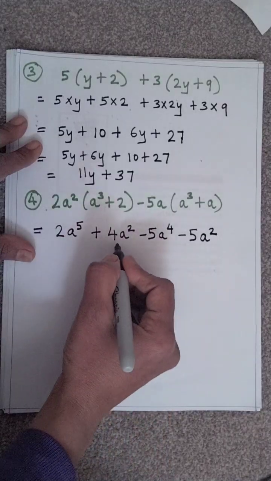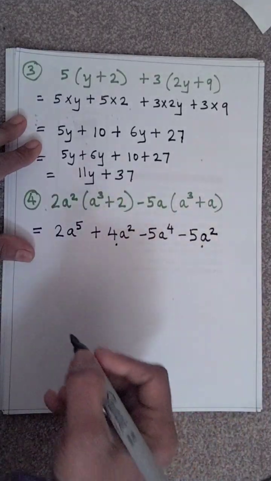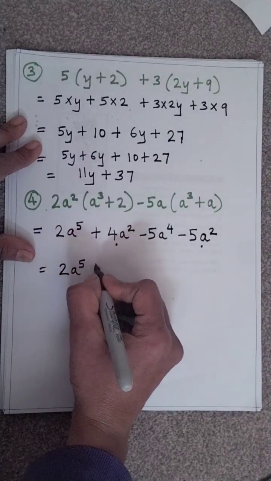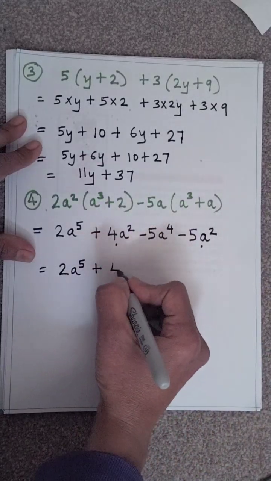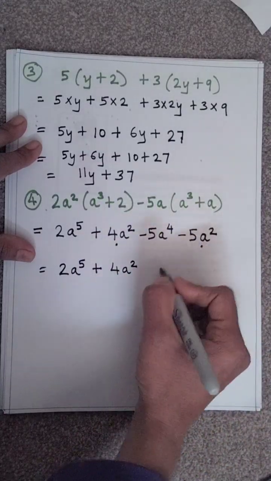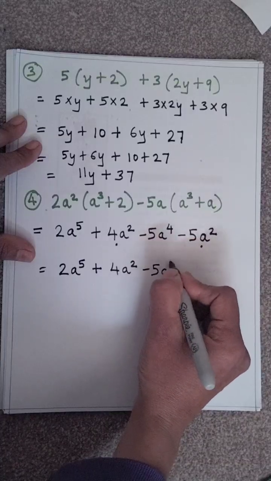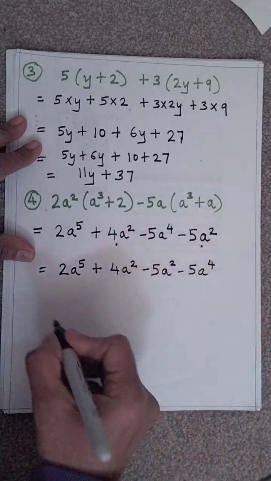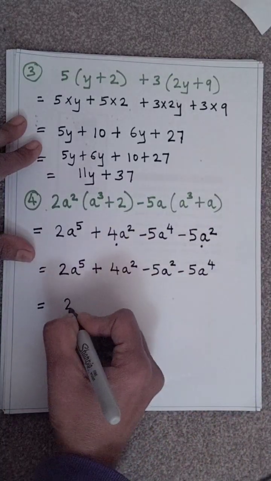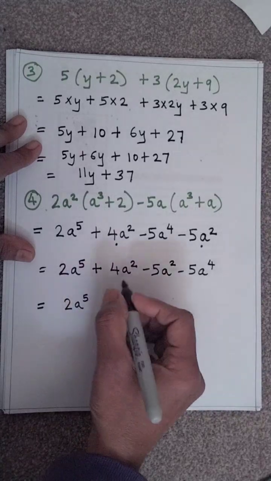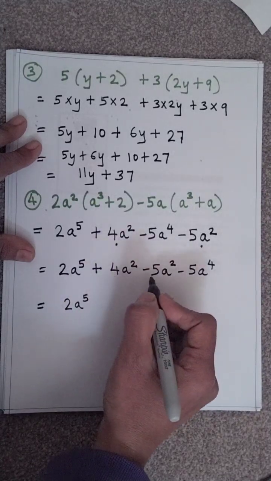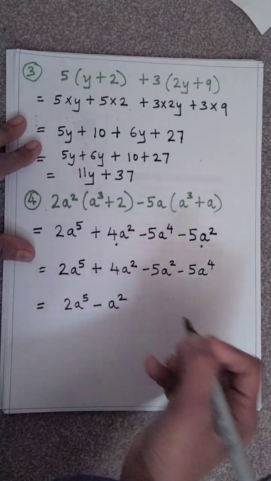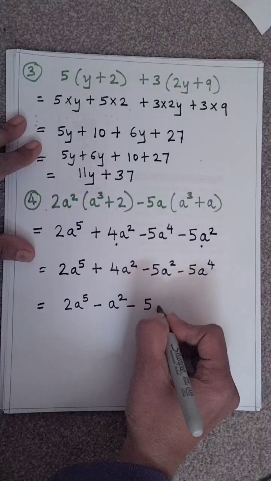We will bring this a square and this a square together. It is equal to 2a raised to 5 plus 4a square minus 5a square and minus 5a raised to 4. Is equal to 2a raised to 5 plus 4 and minus 5 is minus 1a square and minus 5a raised to 4.